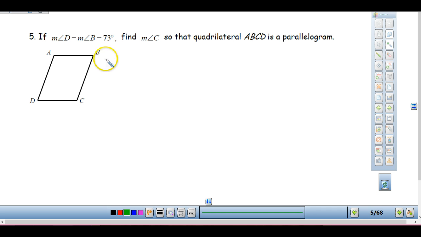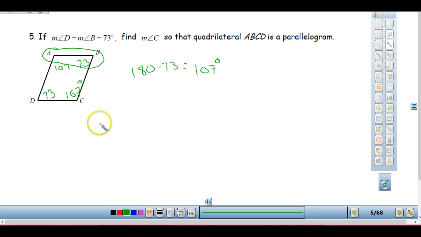Okay, number 5, we know that D is 73, B is 73. We also know that consecutive angles are going to be supplementary, so they are going to add up to 180 degrees. So if we take our 180 minus our 73, we're going to get 107 degrees for both angles. Angle A and angle C are going to be 107 degrees.